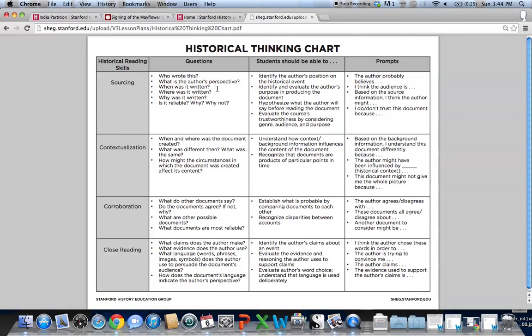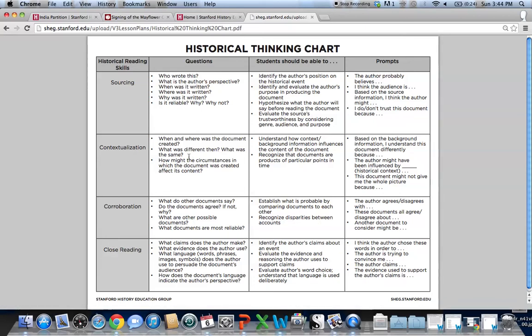When was it written? This is going to be important. I'm going to show in a minute how students get tripped up by some of these documents. Things that are written much, much after the fact, they take as reliable sources, when in fact they might not be. So the sourcing is who wrote it, when, and is it reliable, why or why not.